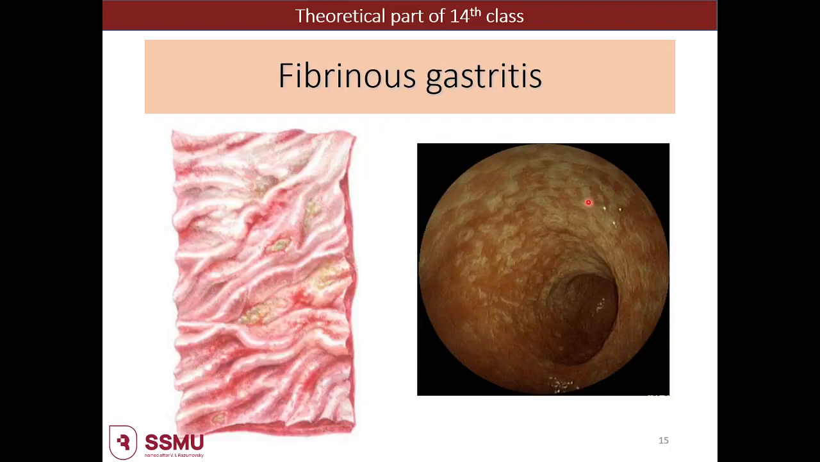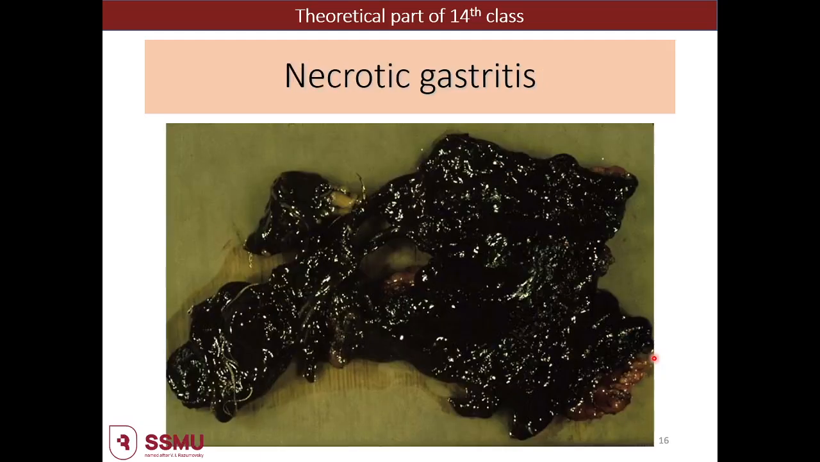Fibrinous type of gastritis is associated with development of fibrinous inflammation in the wall of the stomach, and we may see some white plaques in the wall of the stomach. This type of exudate will lead to formation of commissures. Sometimes it may be associated with formation of connective tissue, and also it will lead to some problems with the motor function of the stomach. So it's really a difficult type of gastritis.